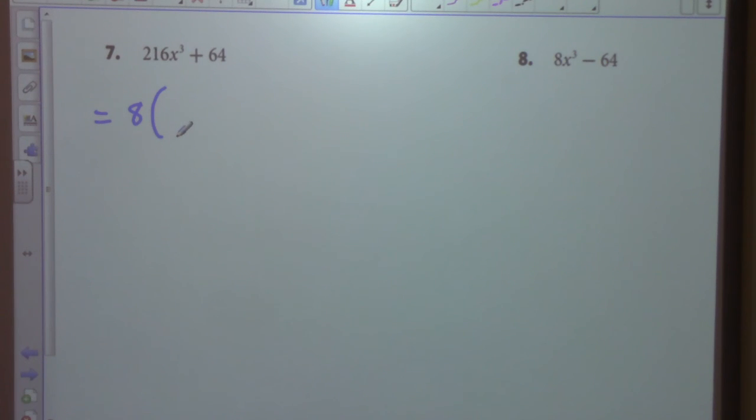Hold on, give me a second, I will tell you. Go on, Jacob. Say it. 27. 27, thank you, Jacob. And then we know we're going to have x cubed here, right? And what times 8 equals 64?